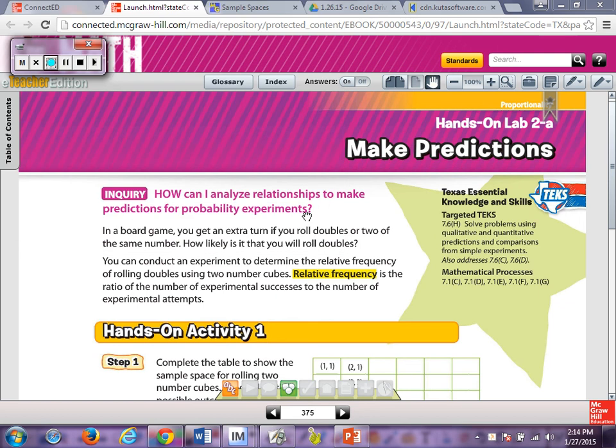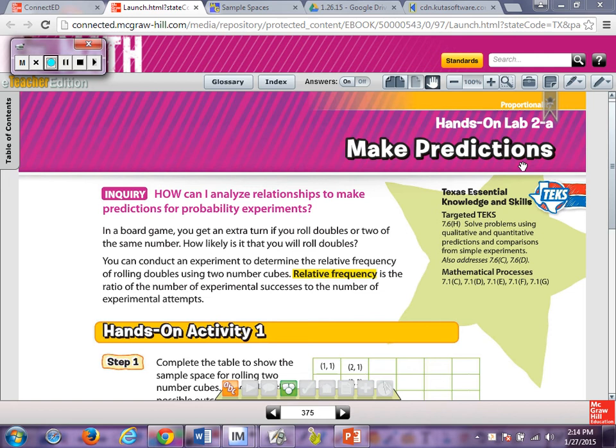All right, today we are working on page 375 out of your first workbook, and today we're going to be working with how to make predictions. Now, we have a lot of vocabulary happening in this lesson, so it's very important that you pay attention as we discuss it, and that if you have any questions, you ask them in class or online when you get a chance the next day.